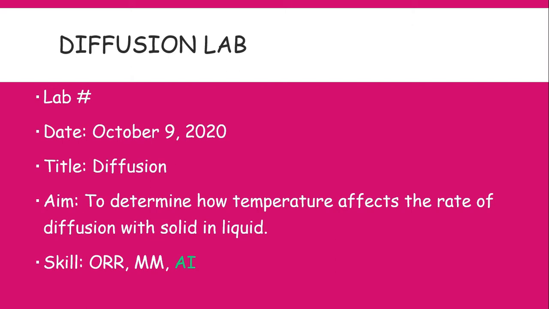Now if you observe here, the aim begins with "To": to determine how temperature affects the rate of diffusion with a solid diffusing, of course, in a liquid. And the skills that we are looking at are ORR, MM and AI. Now please be reminded that the students are not to be assessed on more than 2 skills for any particular experiment, but for the purpose of demonstration I am using 3 skills here.